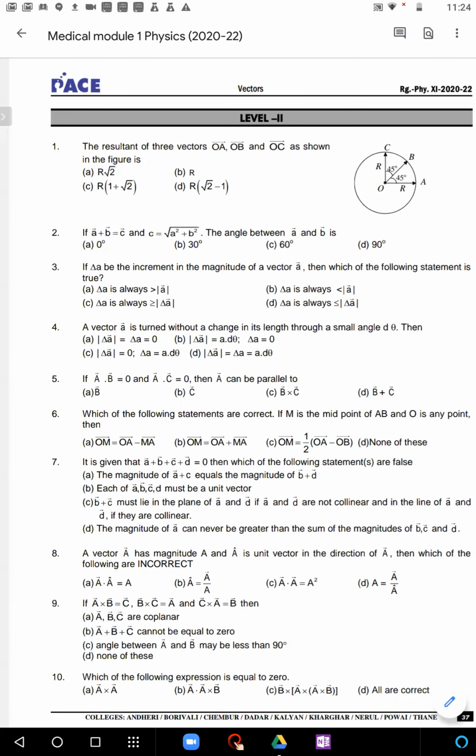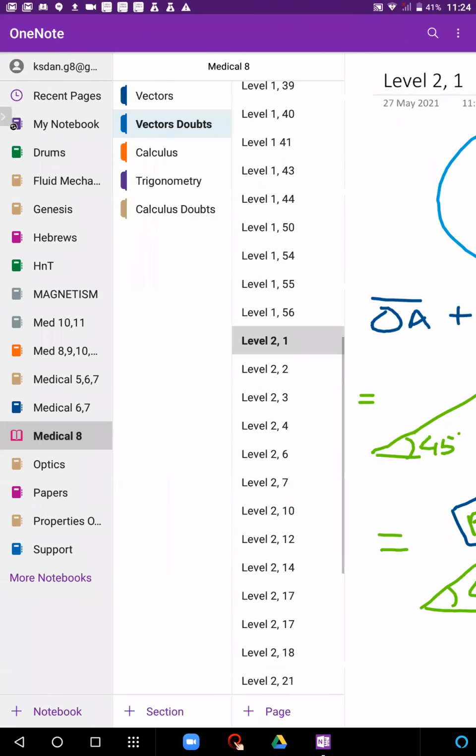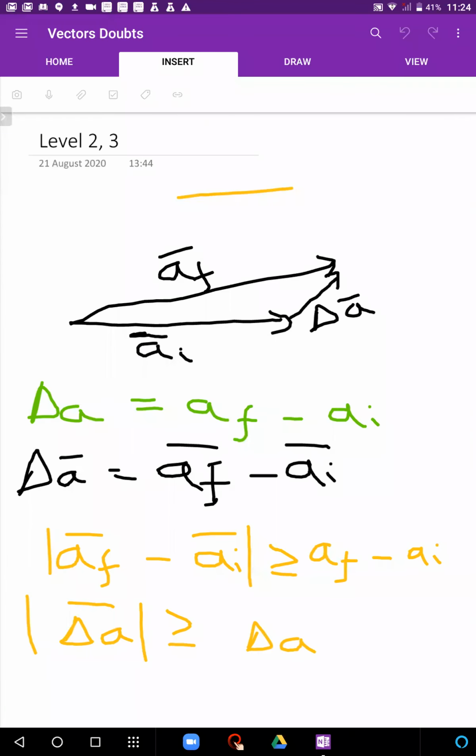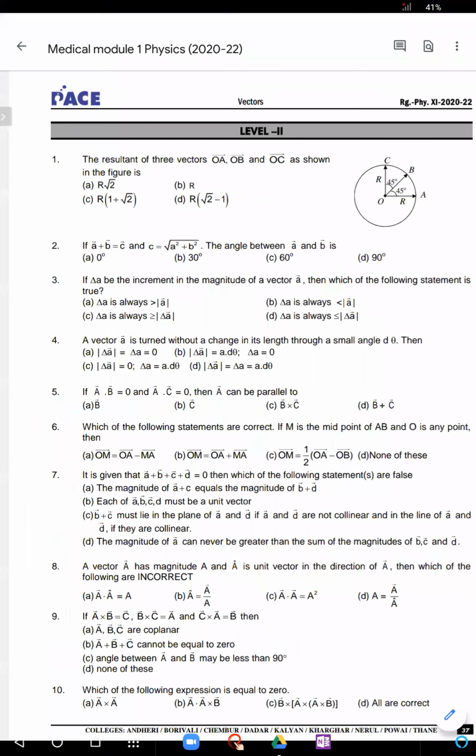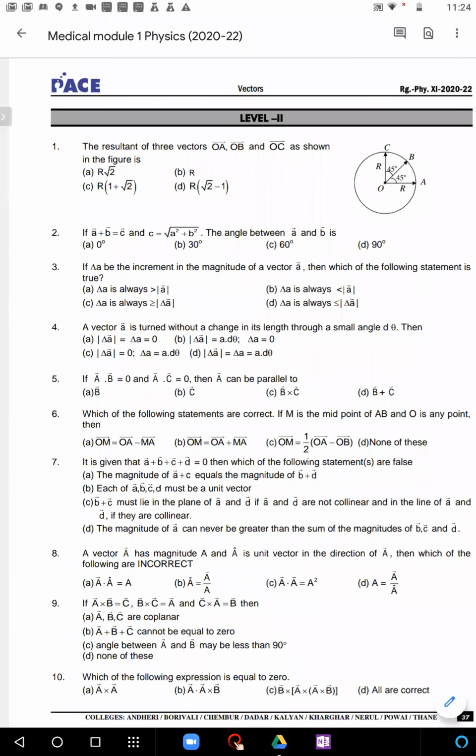Question number 3. If delta A be the increment in the magnitude of a vector A, then which of the following statements is true? This is a slightly tricky question, but let's see. If delta A be the increment in the magnitude of a vector A, which of the following is true?